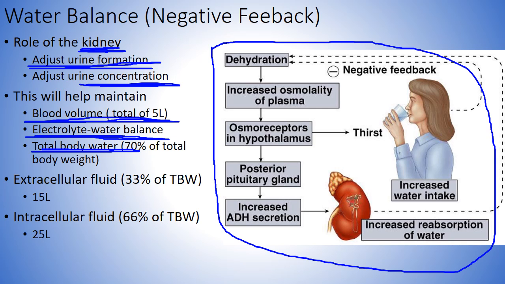And we can break up total body water into two things here. Extracellular fluid, which makes up about 15 liters of total body water, and then intracellular fluid. The difference between the two is intracellular fluid is the fluid that's inside of our cells. Extracellular fluid is any fluid that's outside of our cells. Extracellular fluid makes up about 33% of our total body water, and intracellular fluid makes up about 66% of total body water.